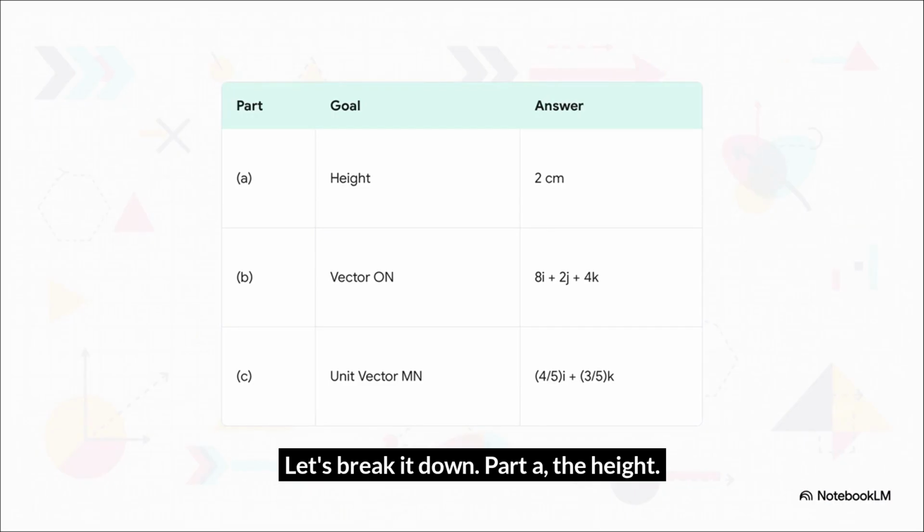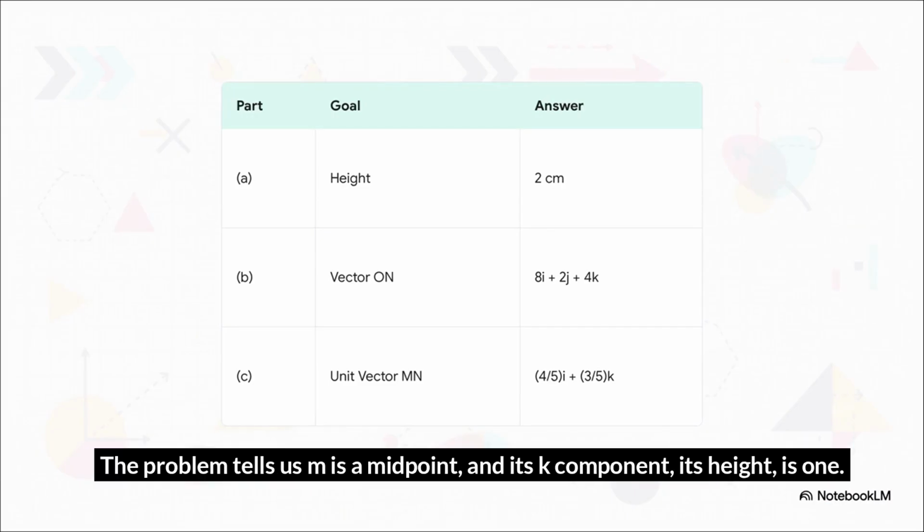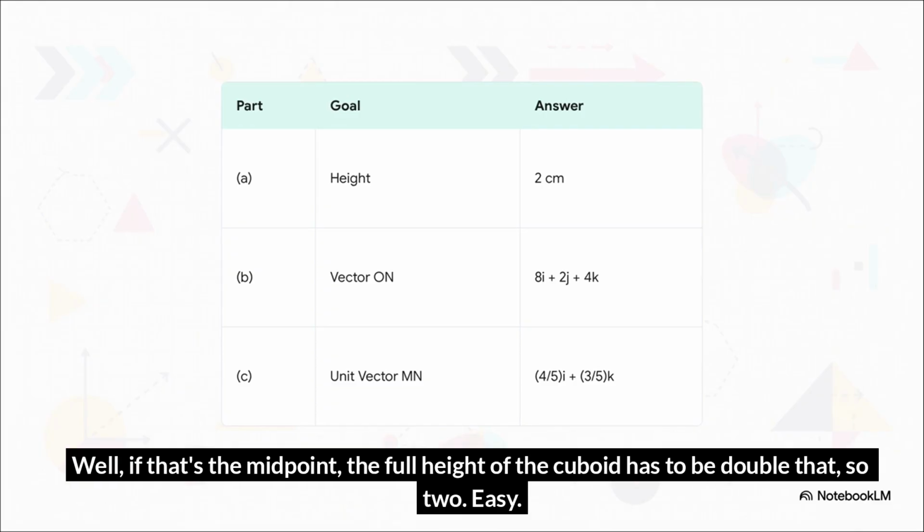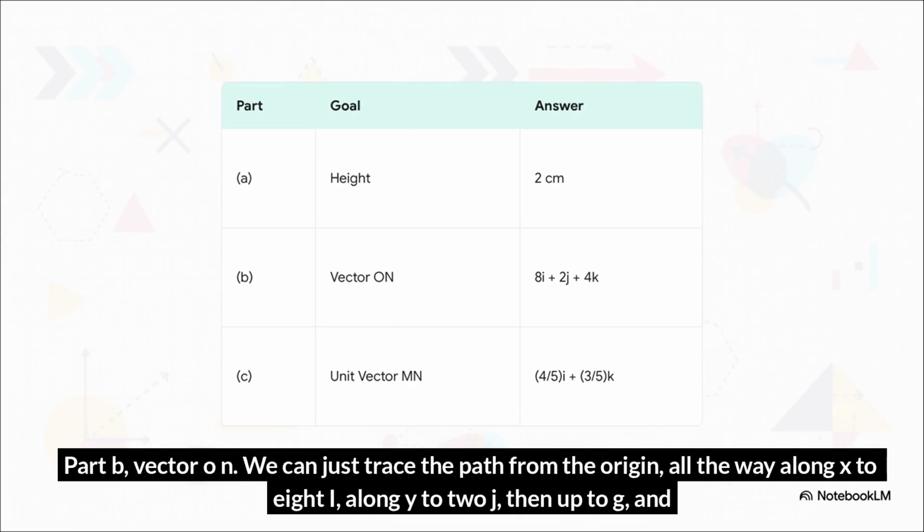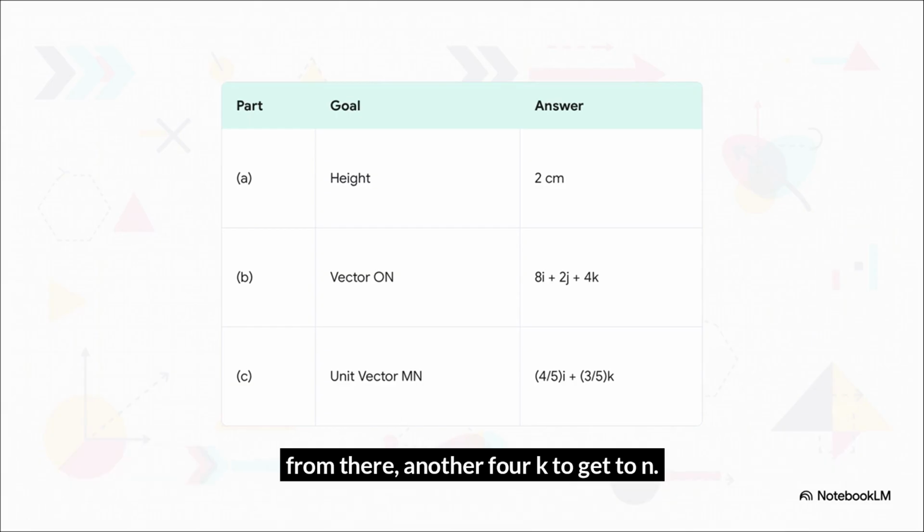Part A, the height. The problem tells us M is a midpoint, and its k component, its height, is 1. Well, if that's the midpoint, the full height of the cuboid has to be double that. So 2. Easy. Part B, vector ON. We can just trace the path from the origin, all the way along x to 8i, along y to 2j, then up to G, and from there another 4k to get to N. Just add them up.